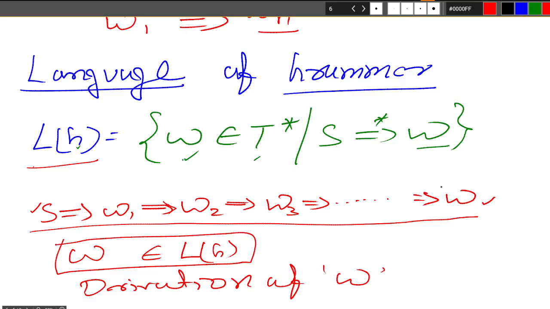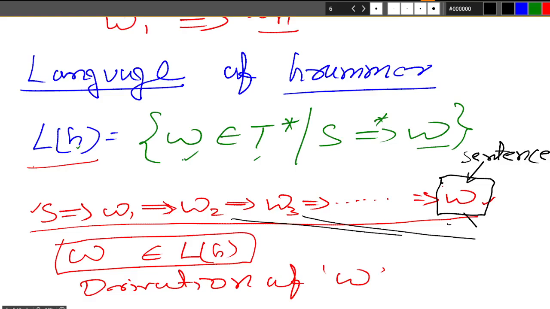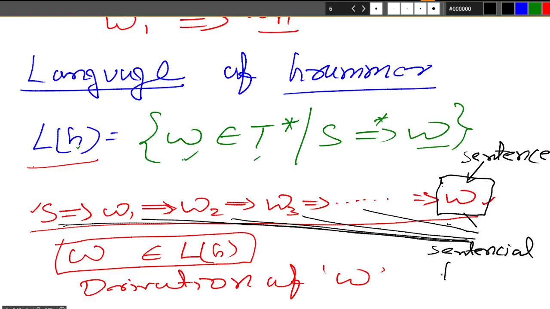This w, the final thing that you have got, you can call a sentence. However, all of these, including the final one, all of W3, W2 and W1, even the start symbol S, all of the in-between words will be called sentential forms.